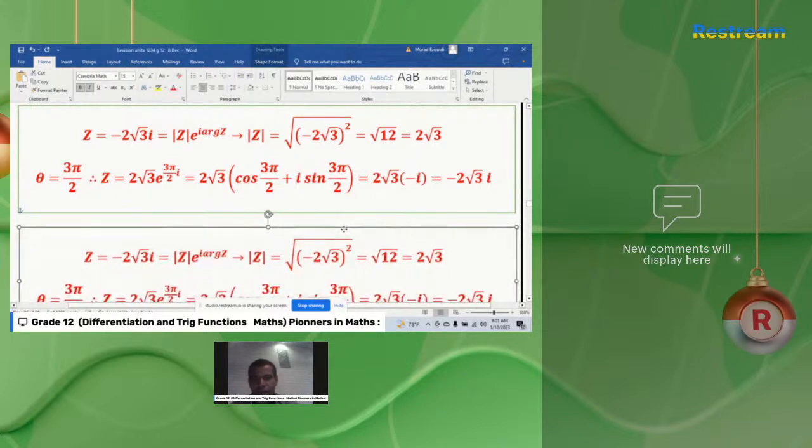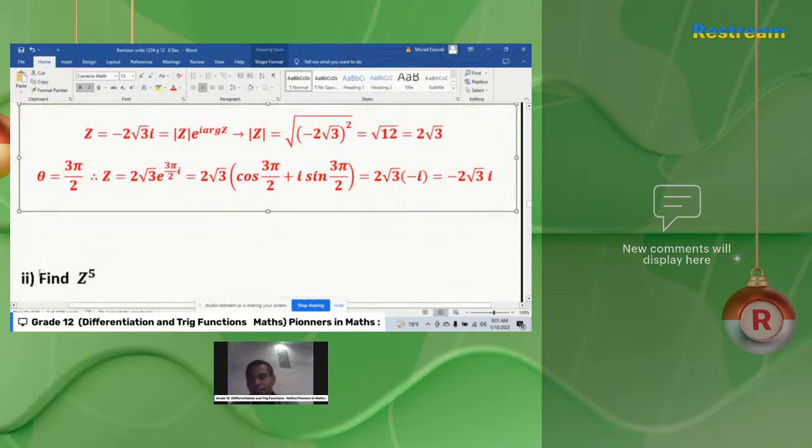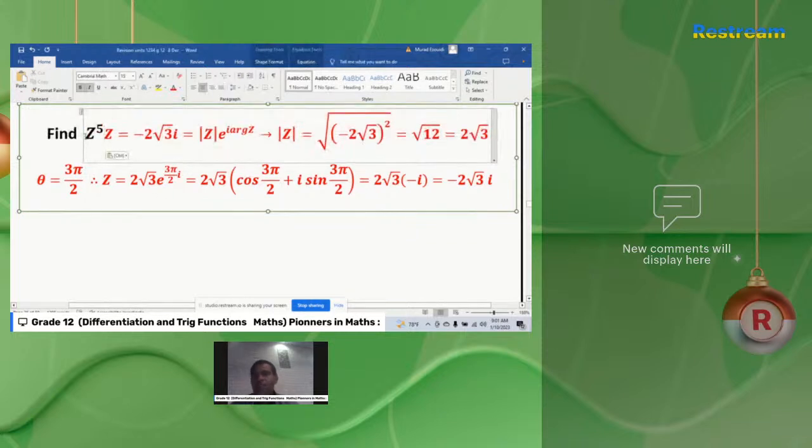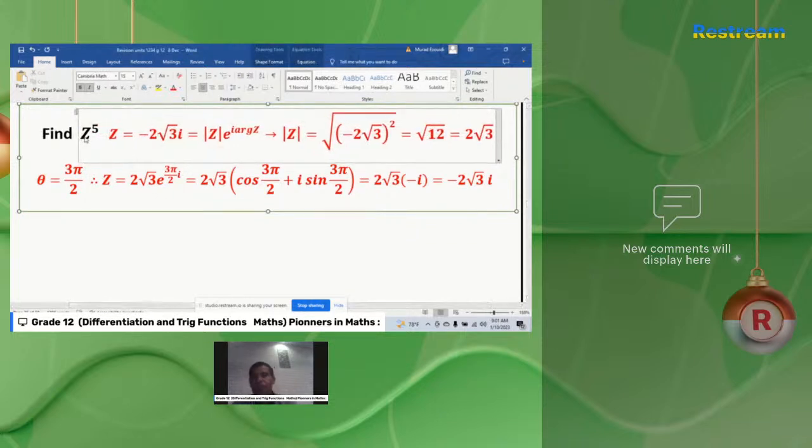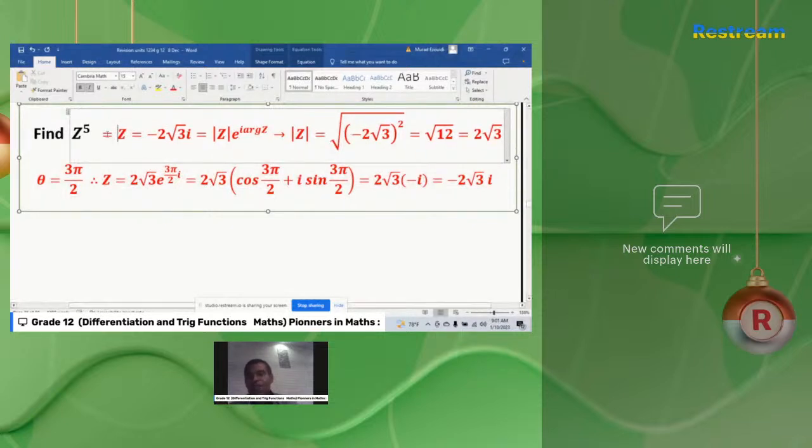The question is to find z to the power 5. Okay, I will type this. I will write it here. The question is, this is the question. I will write it here, learners. This is the question. Therefore, to find this, learners, I will use this one. Okay, I will use this one, learners. Therefore, I will just write it.